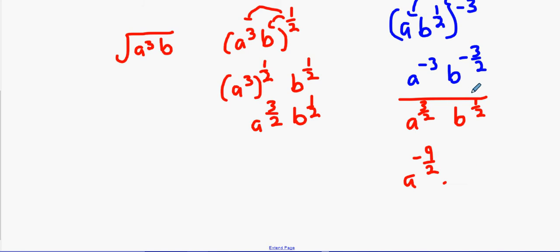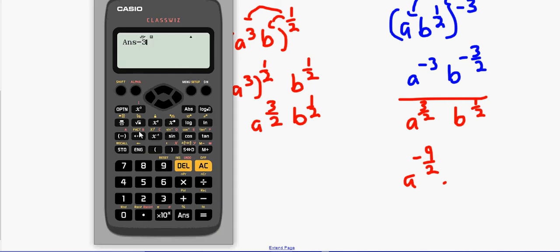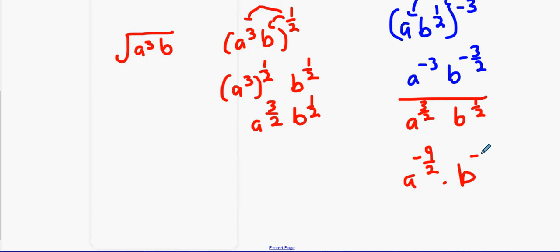And then my b value is going to be what? Minus 3 over 2 minus a half, and what's that? Who got a to the power of minus 9 over 2 and b to the power of minus 2? Only Charlie and Tom, yeah? Alright, and Joe. Alright.